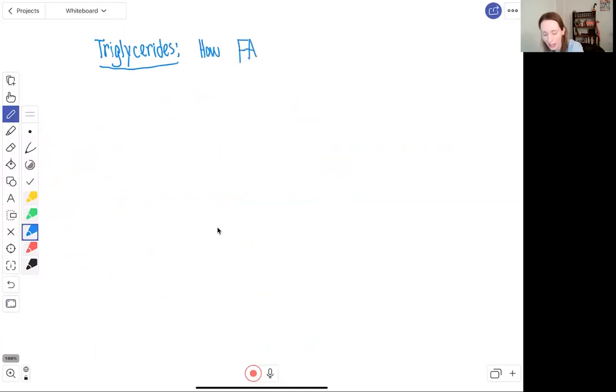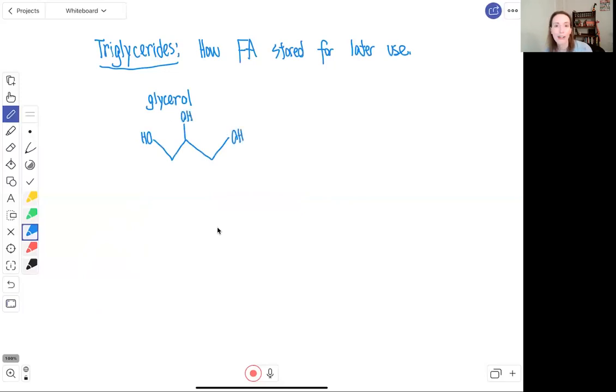So fatty acid, FA, stored for later use. And the way that a triglyceride forms is by the reaction of glycerol. Glycerol is a 3-carbon triol, meaning 3 alcohol groups and 3 carbons. Each of those alcohol groups is bonded to a different carbon atom of the chain here. So we're at 3 carbon atoms and 3 hydroxy groups that are bonded there. And what happens is it comes in and reacts with 3 fatty acids.